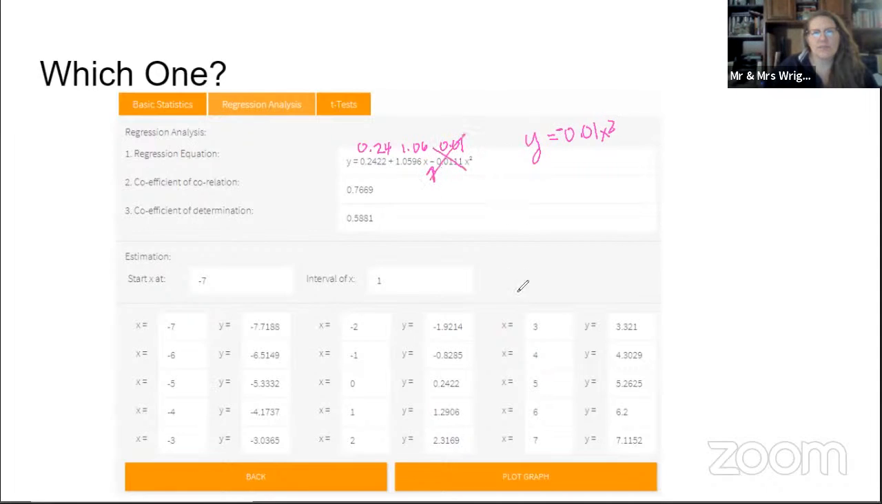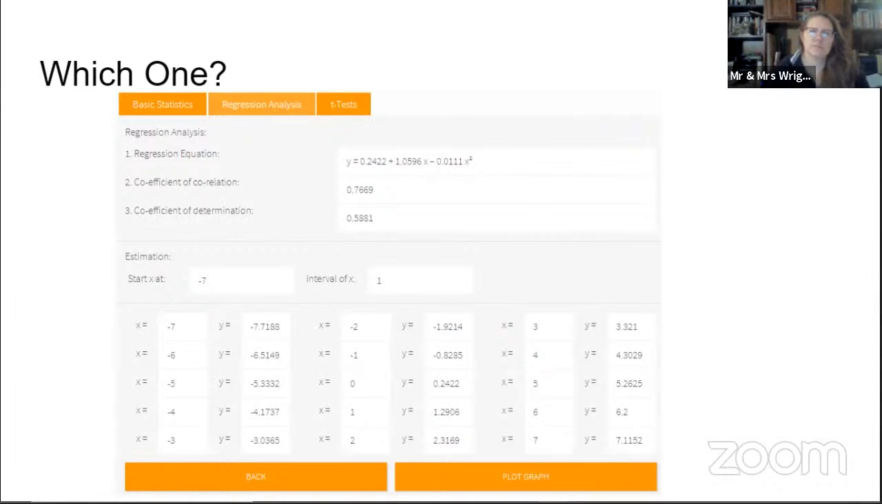I'm going to mark that out because I've used it. And then I'm going to put this x next. It's a positive, so I'm going to put that there, 1.06x. And then my constant, which is 0.24. And since there's no sign in front of it, I know that that one is a positive 0.24. So the proper quadratic regression equation is going to be y equals, or f of x equals negative 0.01x squared plus 1.06x plus 0.24.